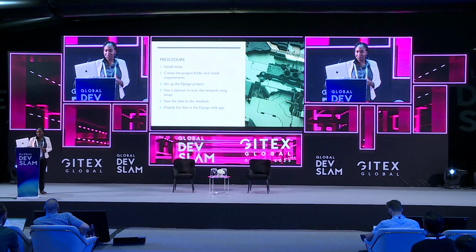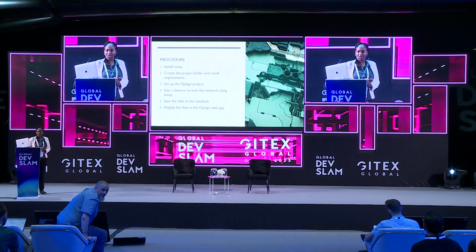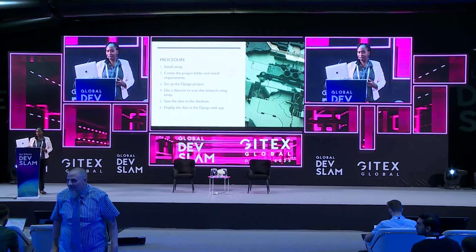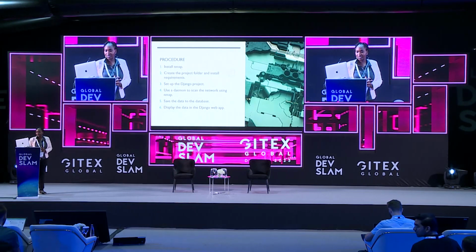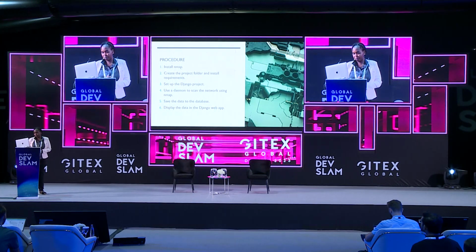So what we are going to do is the procedure. First, we install nmap, and then we create the project folder and install the requirements. Now, these are requirements for the Python and Django project. Then we set up the Django project, and then we are going to write a daemon that we are going to use to scan the network using nmap, and then save the data to the database, which you will finally display in the Django web app.